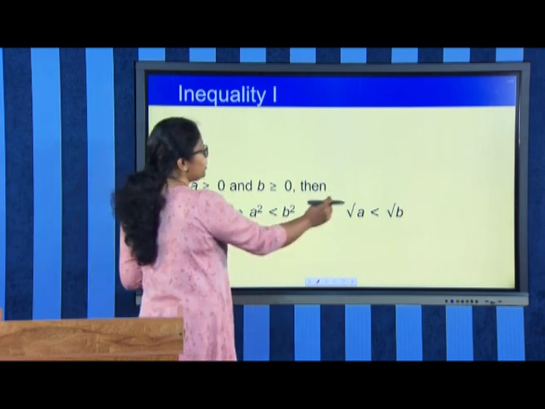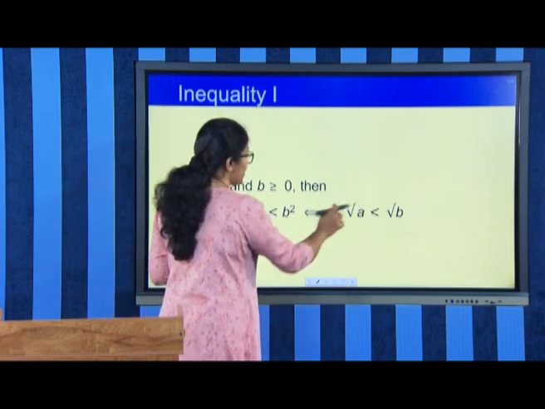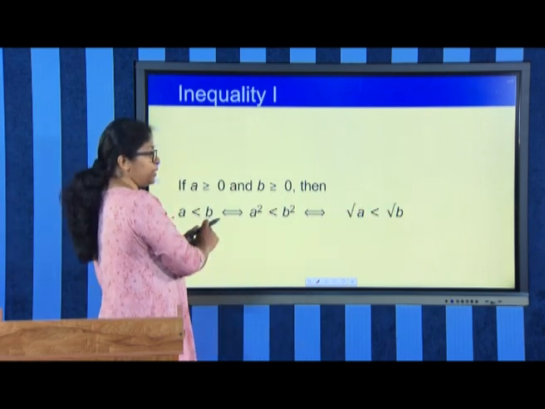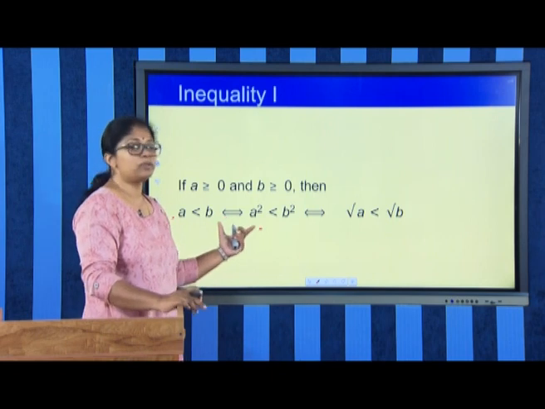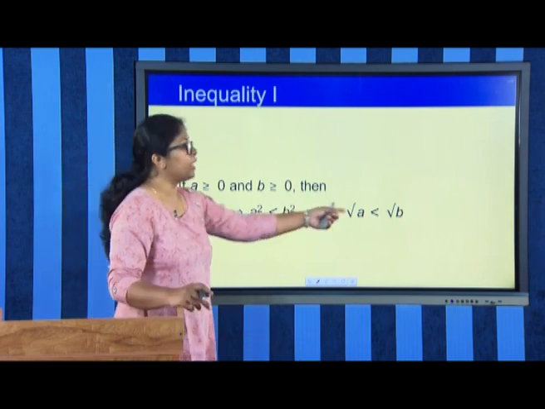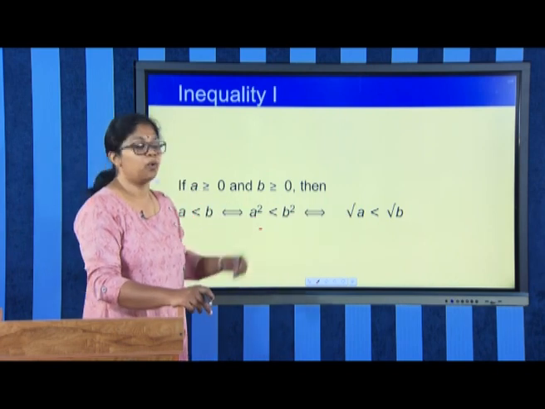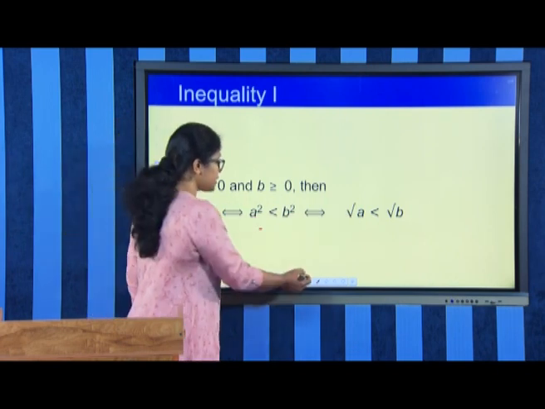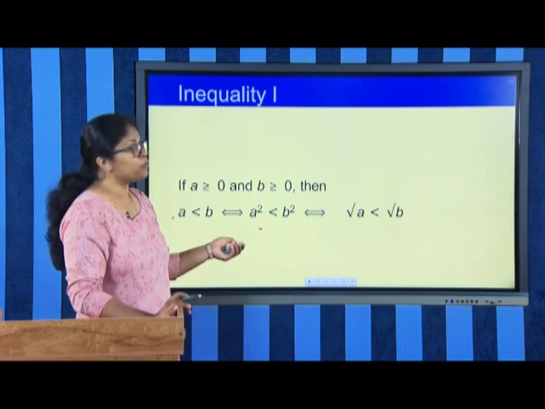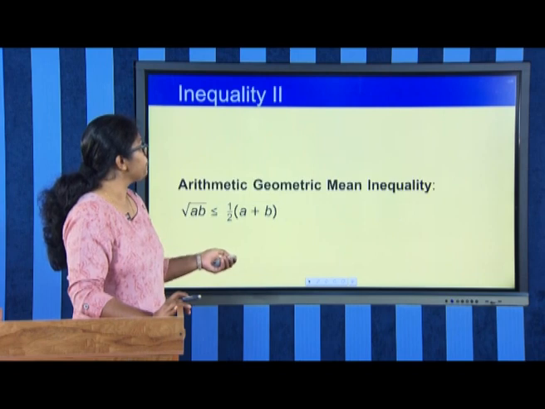I will explain once more. Square root of A the whole square is nothing but A and square root of B the whole square is nothing but B, and since we have already proved this part as an if and only if condition, this side automatically holds. So, that is the proof. So, that completes the proof of inequality number 1.